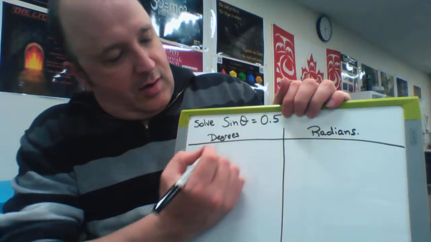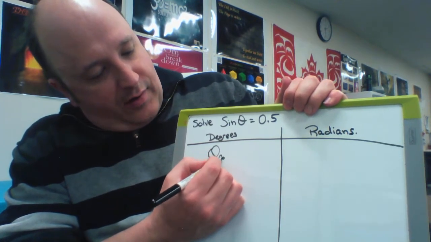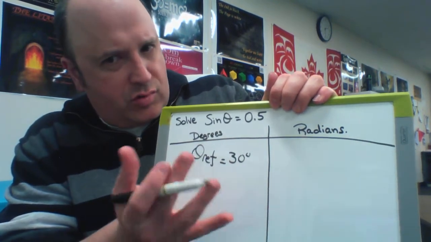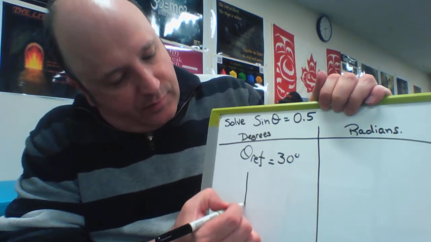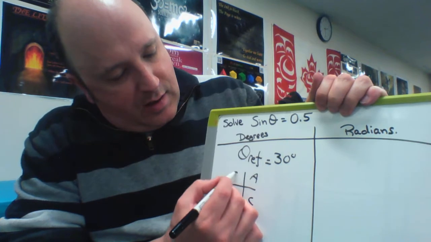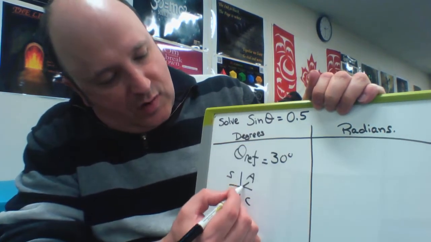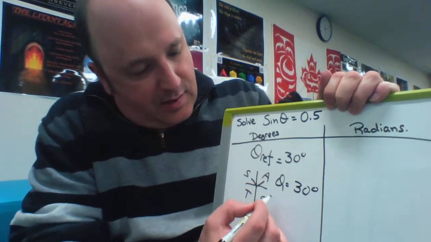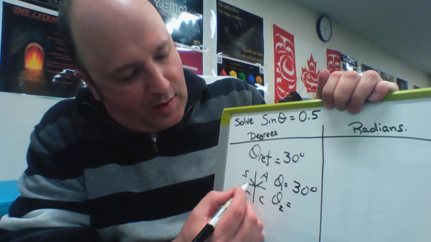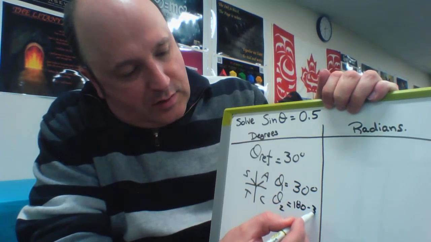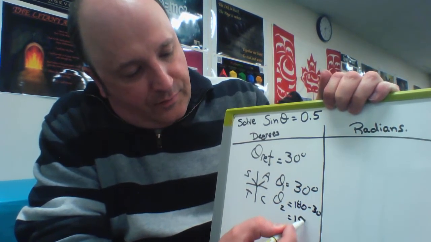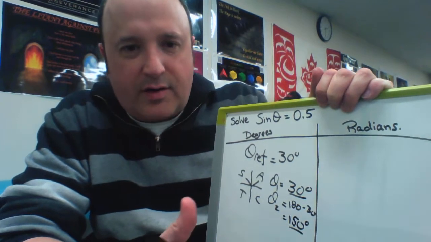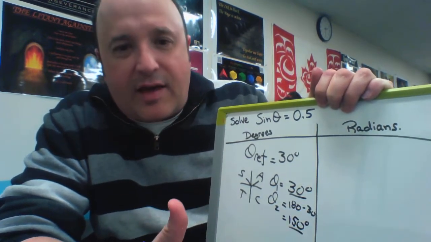So in degrees, you go inverse sine. I wind up getting a theta reference equaling 30 degrees. It's inverse sine to both sides, and then you go to the CAST rule. C-A-S-T. Sine is positive, so I have my arrows in there and there. So I have theta 1 equal to 30, and theta 2 is equal to 180 minus 30, which is equal to 150. And those are my two solutions. Pretty standard. I've seen your homework, and most of it's awesome. So that's your standard solution in degree mode.